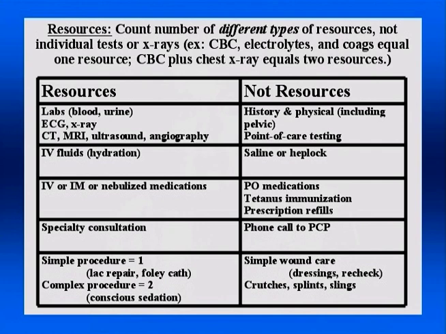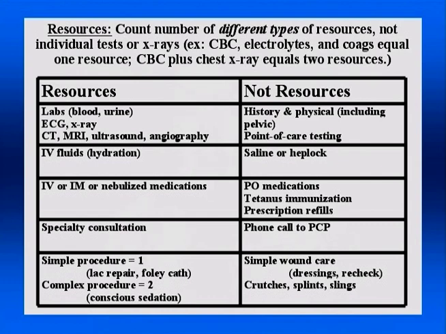ECG is a resource. X-ray, whether you do 1 X-ray or 10 X-rays, it still counts as 1 resource. A CAT scan, an MRI, an ultrasound, an angiogram, each of those counts as a resource. When a patient comes to the emergency department, it is expected they will have a history and physical exam. So these are not resources.